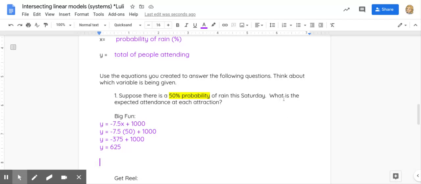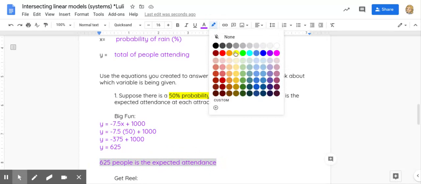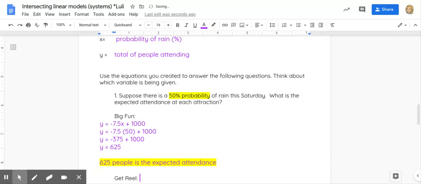So the question says, what is the expected attendance at each attraction? So they're wanting the expected attendance. That's what they're asking for. So y is the 625. So 625 people is the expected attendance. All right, and there would be our final answer. So we want to make that stand out, either highlight or bold it, as that's your final answer.